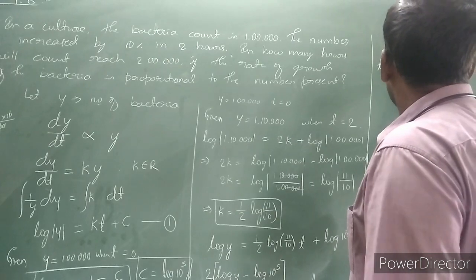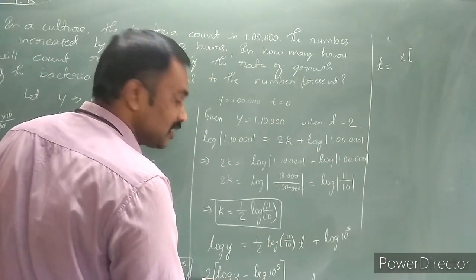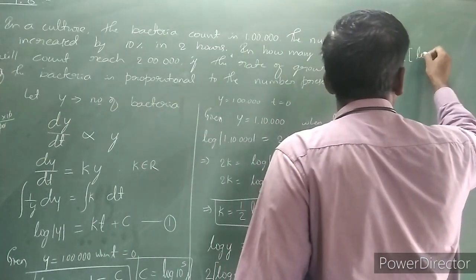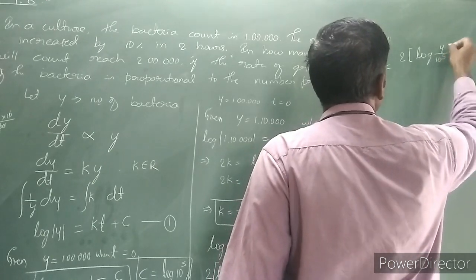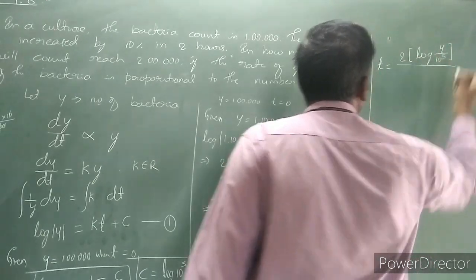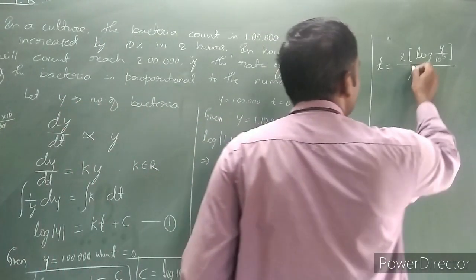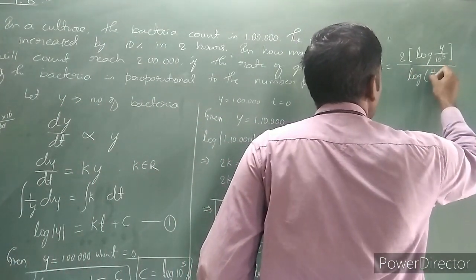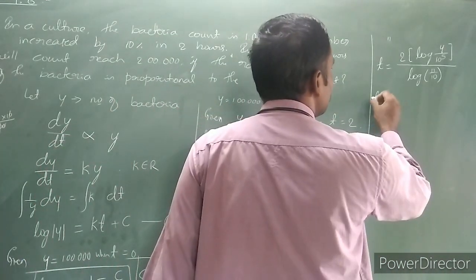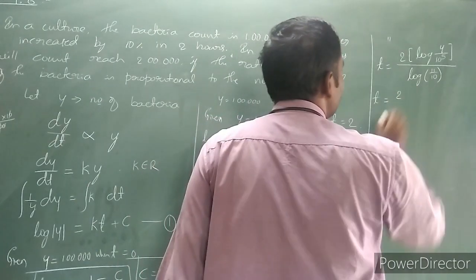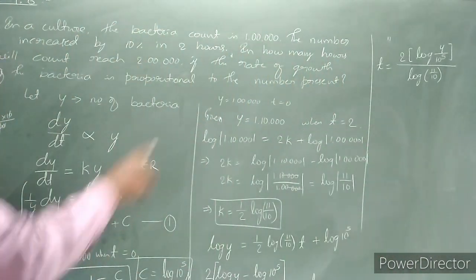So t is equal to, rewriting the value 2 as it is, log a minus log b is log of a by b. So log of y divided by 10 to the power 5, and then log of 11 divided by 10. Are you clear? Okay, log of 2 into. So here this is the t value. Are you clear? The t value is stored in that manner.